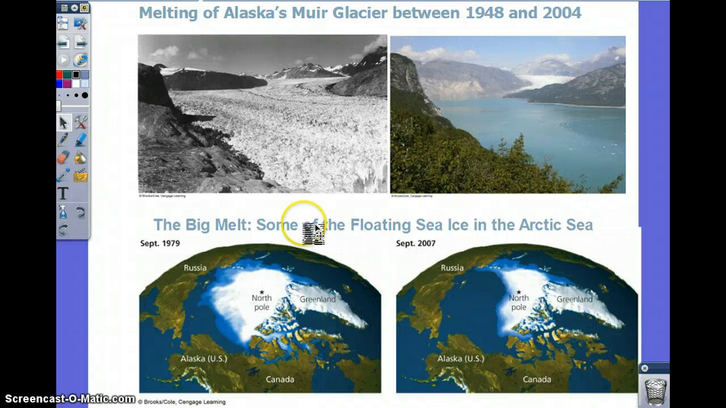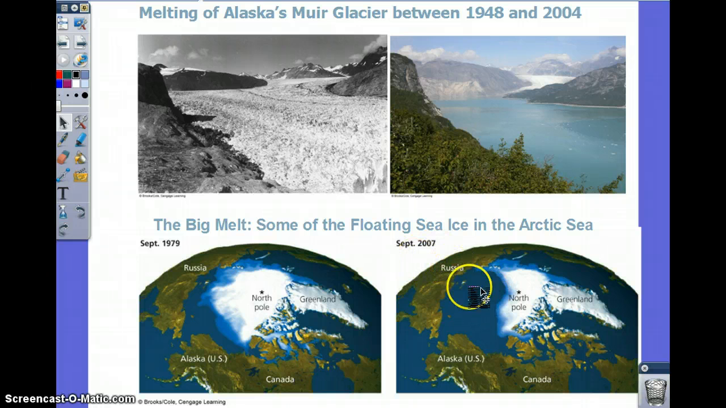So to continue our focus on problems associated with global warming, we talked about the melting of the ice caps and glaciers. Here are some pictures of that for a visual. This is a picture of an Alaska glacier between 1948 and 2004, and you can see the significant difference. I like this picture because it shows you exactly the same month, September of 1979 versus September of 2007.